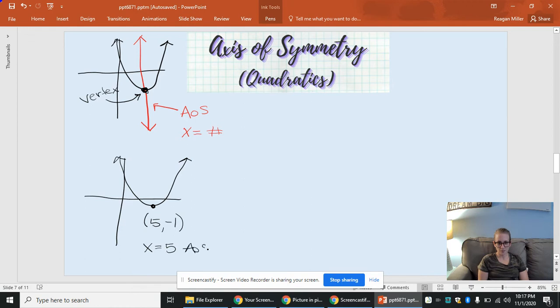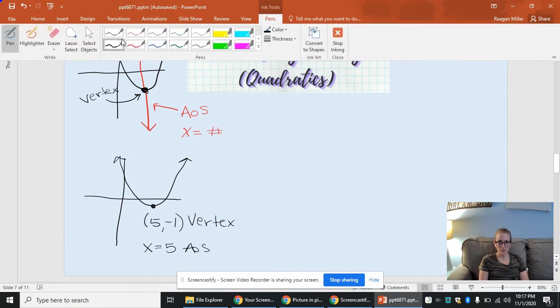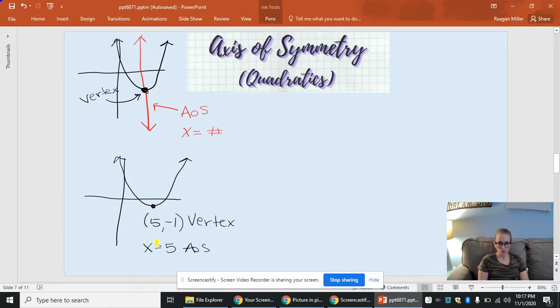It is that simple. It does not require any math at all if you're given a graph. You just have to be able to locate your vertex. The axis of symmetry will always be x equals some number, and that number will be the x value of the vertex, the first number in the vertex.